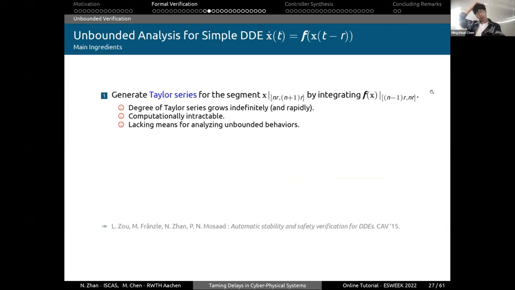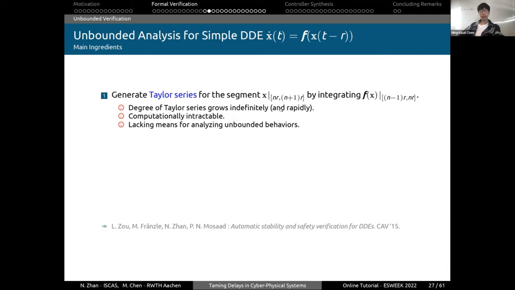All right, I first start with the method that can address the very simple form of delay differential equation in this form. Namely, we only allow history state in the dynamics. So here we cannot have x of t in f. And we will show how this form of delay differential equations can be reduced to a discrete time system, which has the same stability and safety properties.